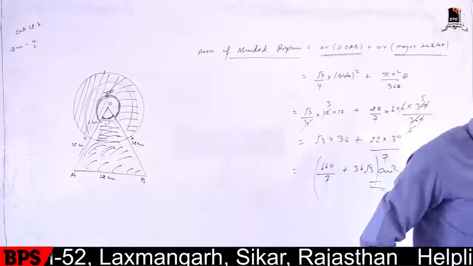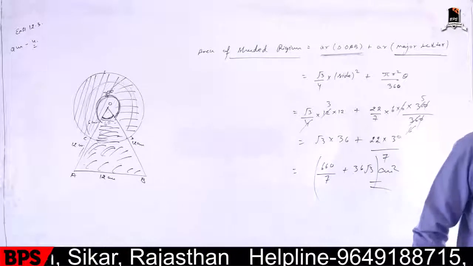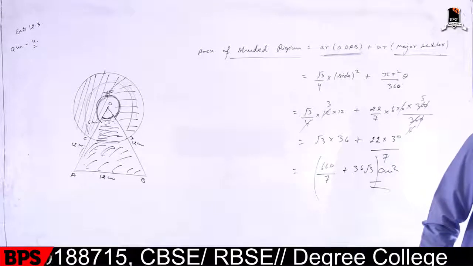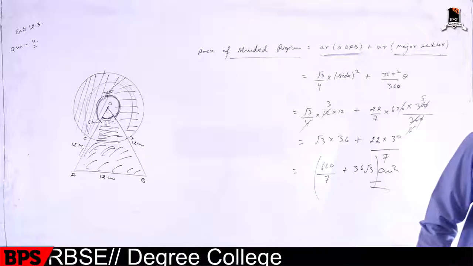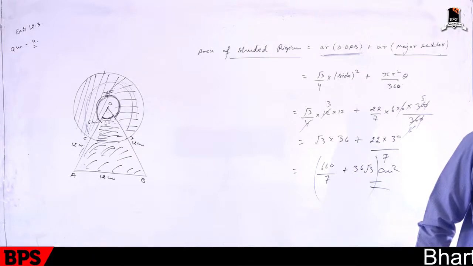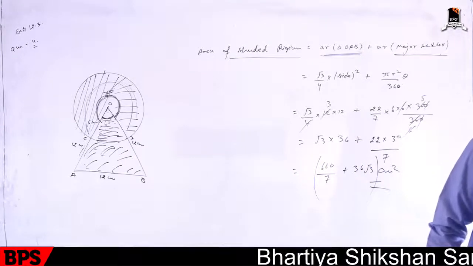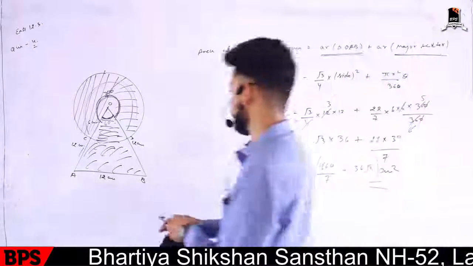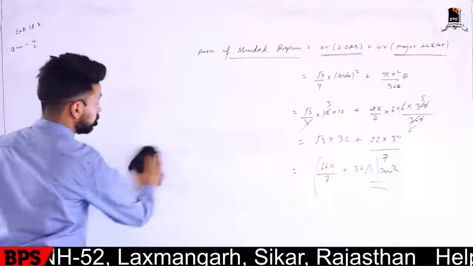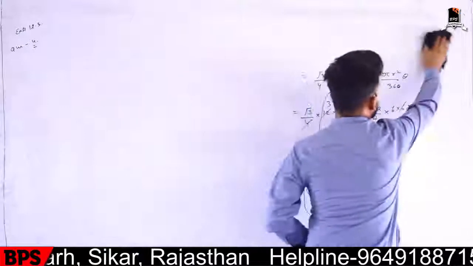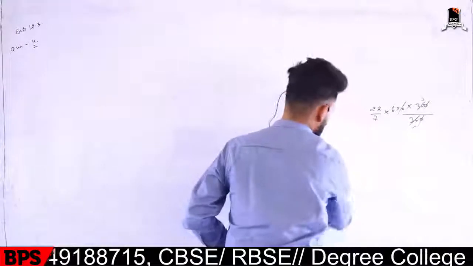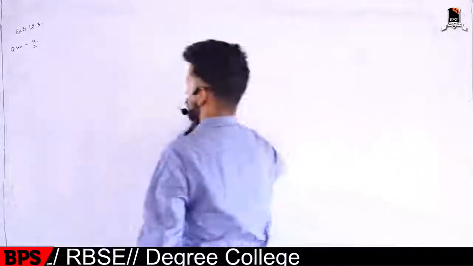From each corner of a square of side 4 centimeter, a quadrant of circle of radius 1 centimeter is cut, and also a circle of diameter 2 centimeter is cut as shown in the figure. Find the area of remaining portion of the square. Question number 5.